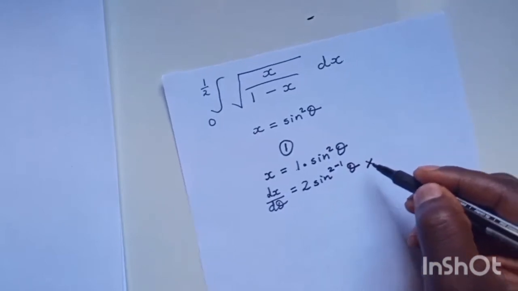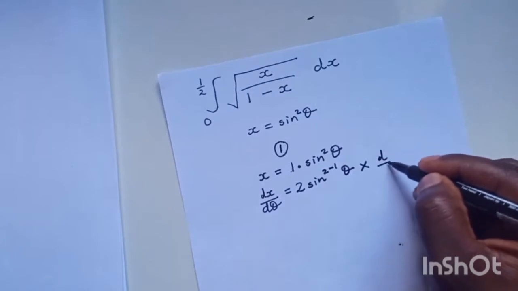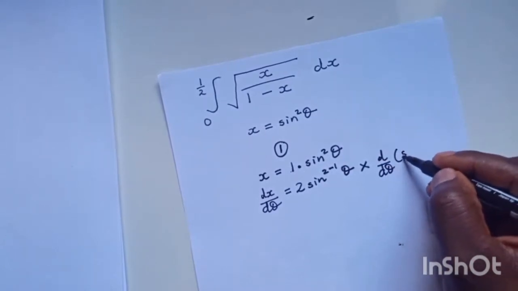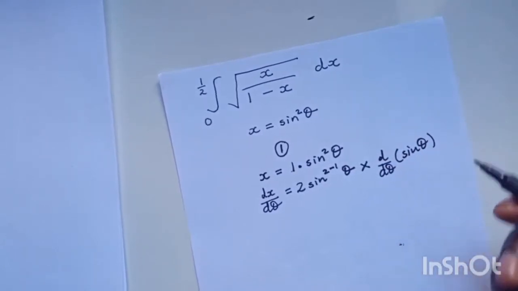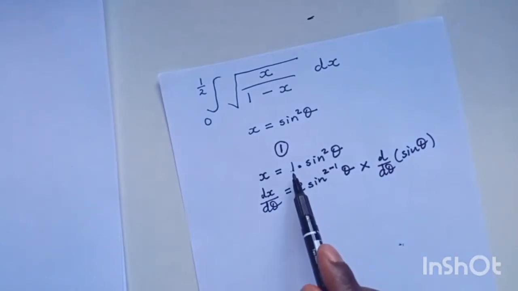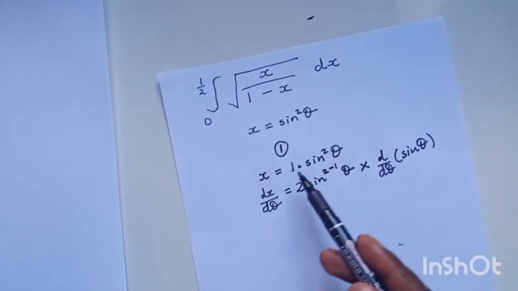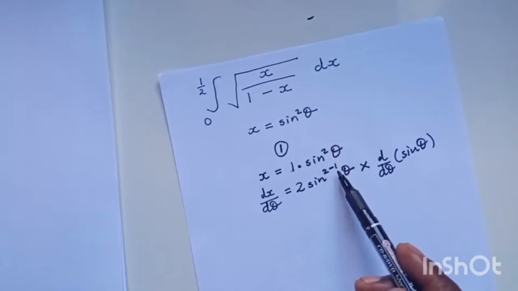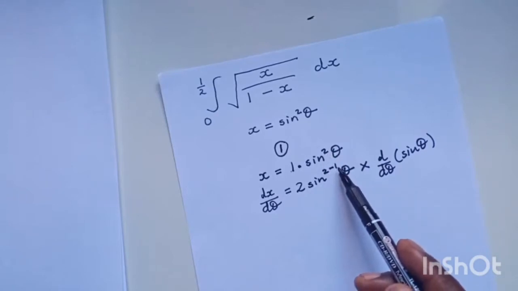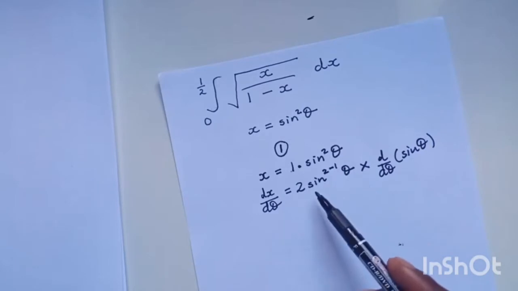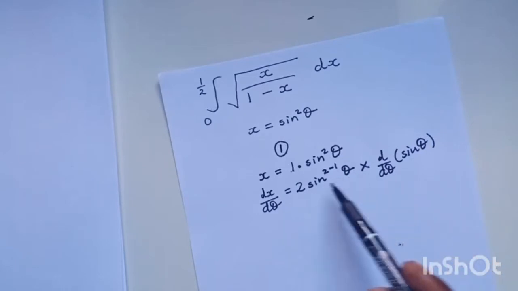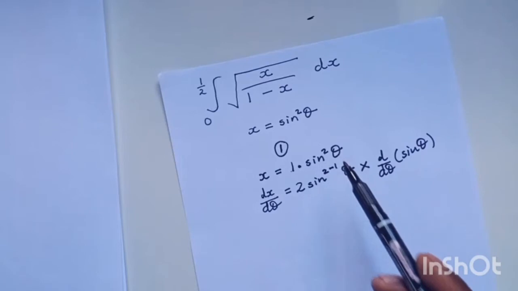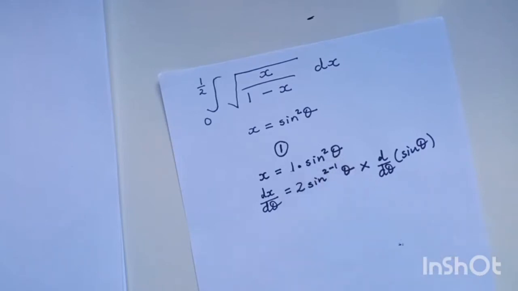But you have to multiply by the derivative of sine theta, ignoring the constant term and the power. So the power 2 multiplies the constant, you get 2. Then you lessen the power by 1, so this is 2 minus 1. But after doing the power rule, you have to multiply by the derivative of sine theta, ignoring this 1 and this power 2. I hope you are listening, class.